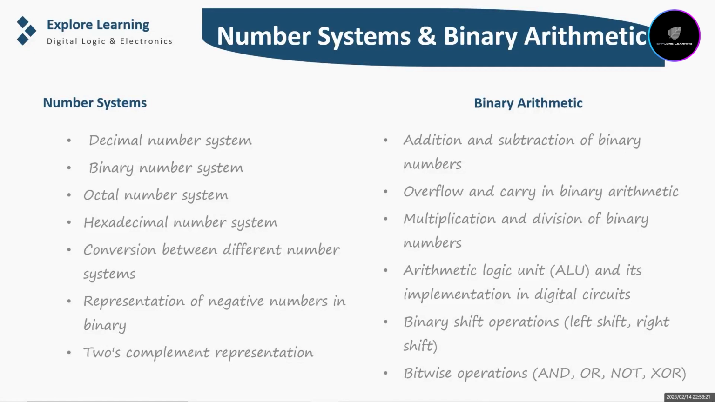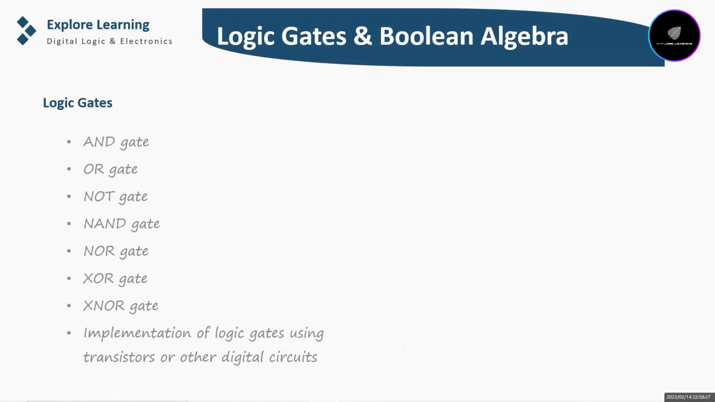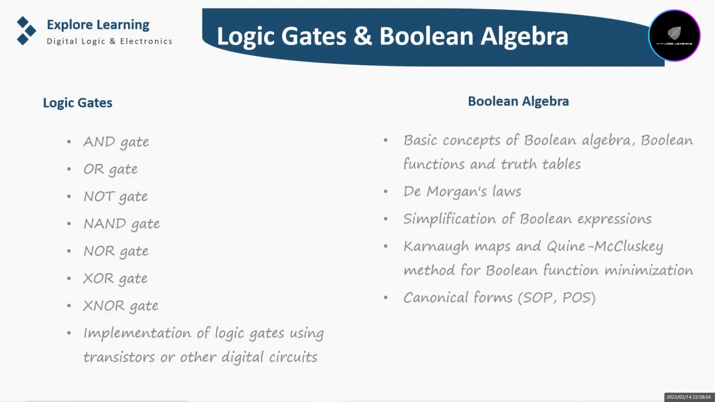So we'll talk about the logic gates and Boolean operations as well. Now, the logic gates, like I said previously, and the Boolean algebra, are fundamental concepts of digital electronics and computer systems. So the subtopics we're going to be covering under this topic are the logic gates and the Boolean algebra. So under the logic gates, we'll talk about the AND gate, the OR gate, the NOT gate, all the way down to the implementation of logic gates using transistors and other digital circuits.